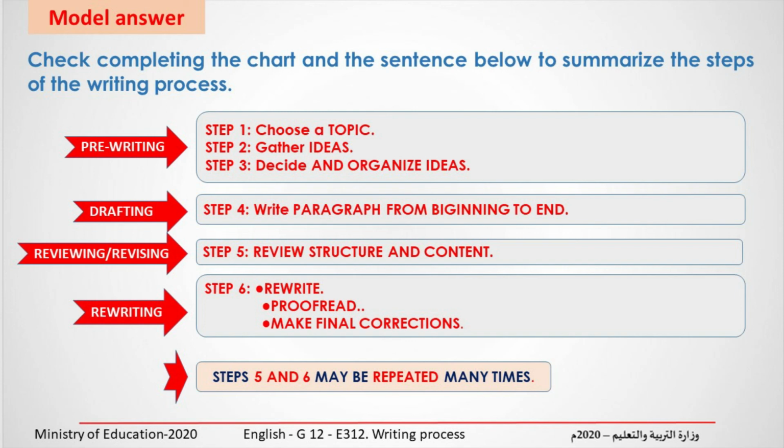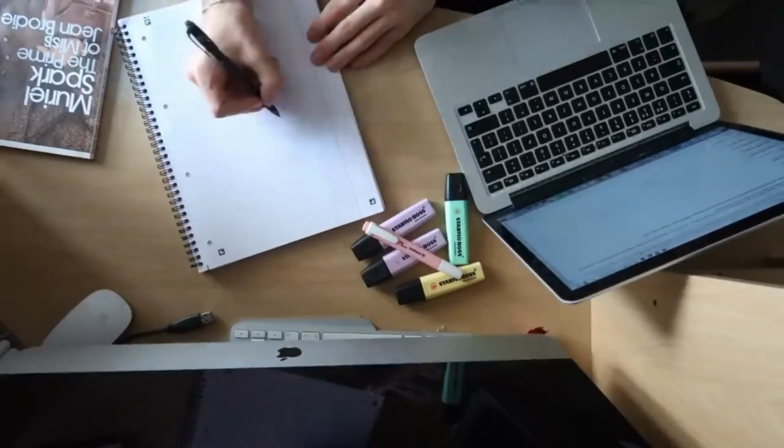Drafting. Step 4. Write paragraph from beginning to end. Reviewing or revising. Step 5. Review structure and content. Rewriting. Step 6. Rewrite. Proofread. Make final corrections. Steps 5 and 6 may be repeated many times.